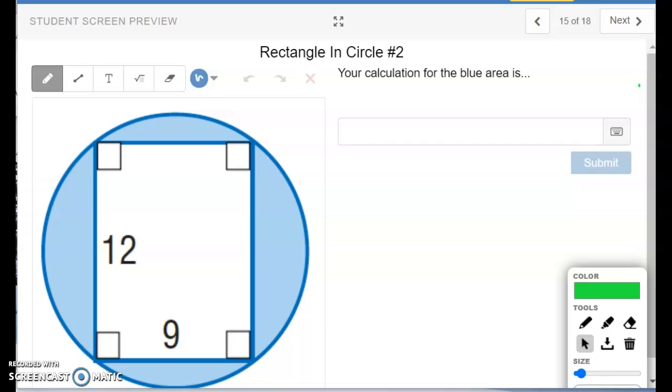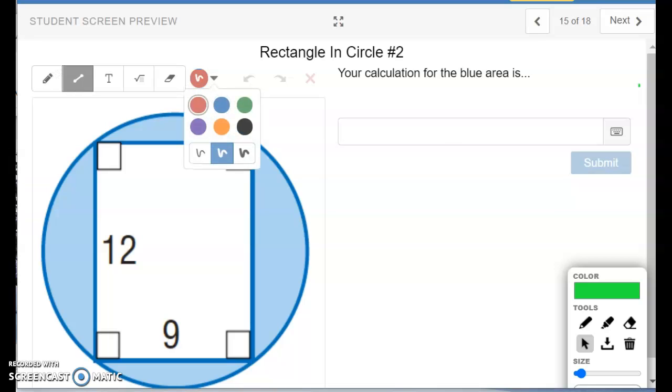Next up is the blue shaded area. Okay, so how do I figure it out? Do I know how to calculate the area of the blue circle? Because the shaded area is going to be the area of the blue circle, take away the area of the rectangle. To figure out the area of the blue circle, the big circle, we need either radius or diameter. Do we know radius or diameter? Yes, we do, because we can figure out this length.